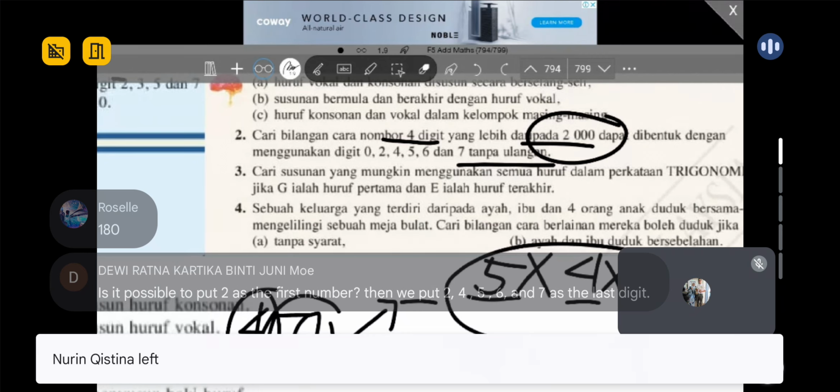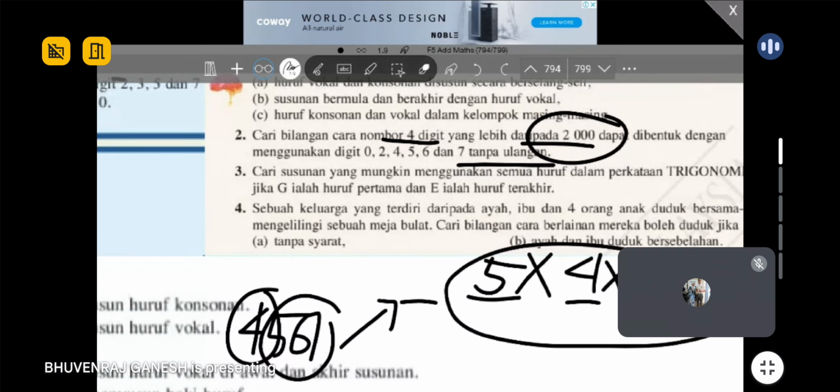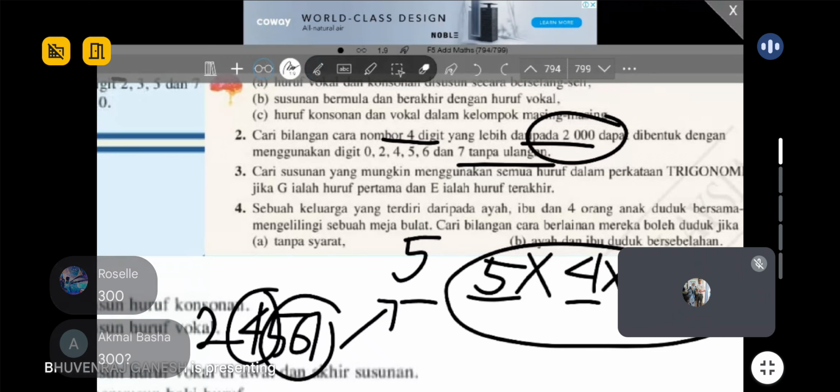Is it possible to put 2 as the first number? Yes. Oh, yeah. I forget one thing. Can. I miss out this one. Correct, guys. Because 4-digit, right? They say greater than 2000. So, yes, number 2 can. Because like 2045 is greater than 2000. Can. Good point. So, what will be your answer, guys, now? This one got 5 possibilities. So, anyone? Now it's very easy, Eddie. Yes, correct. The answer is 300, guys.